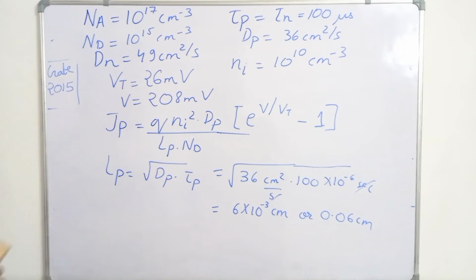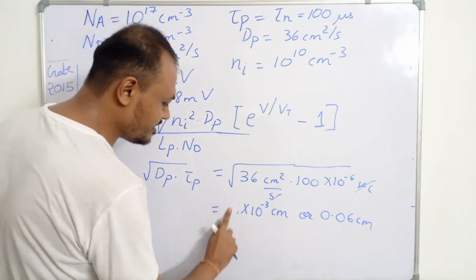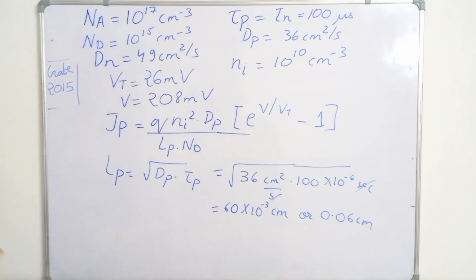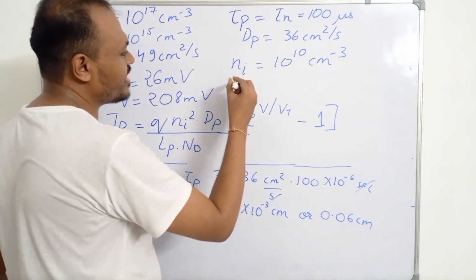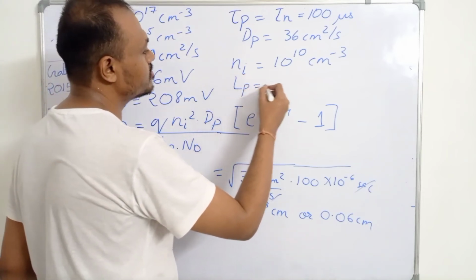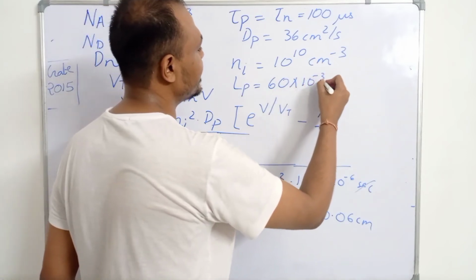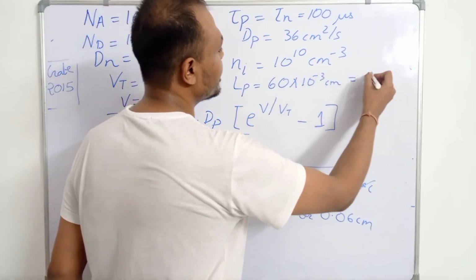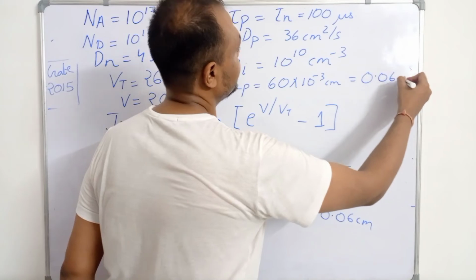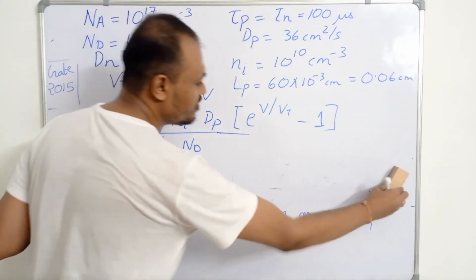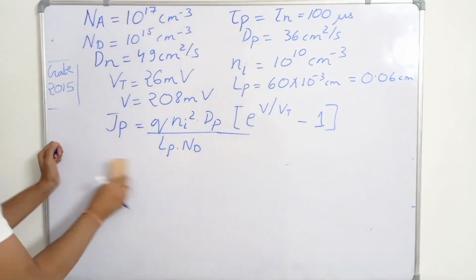This is 60 into 10 to power minus 3 centimeter, or 0.06 centimeter. Okay, so now we have got Lp also. So I am writing it here, Lp equal to 60 into 10 to power minus 3 centimeter, or we can write it as 0.06 centimeter. So now we have got all the values. Now we will put the values in the formula.